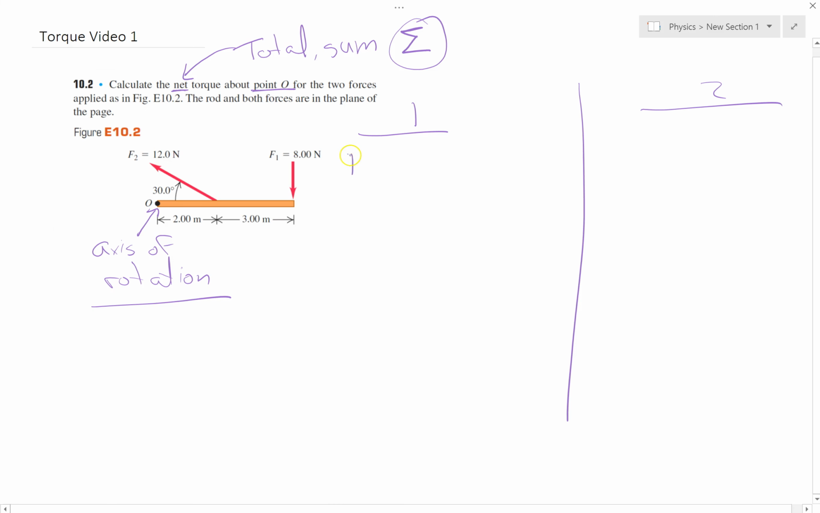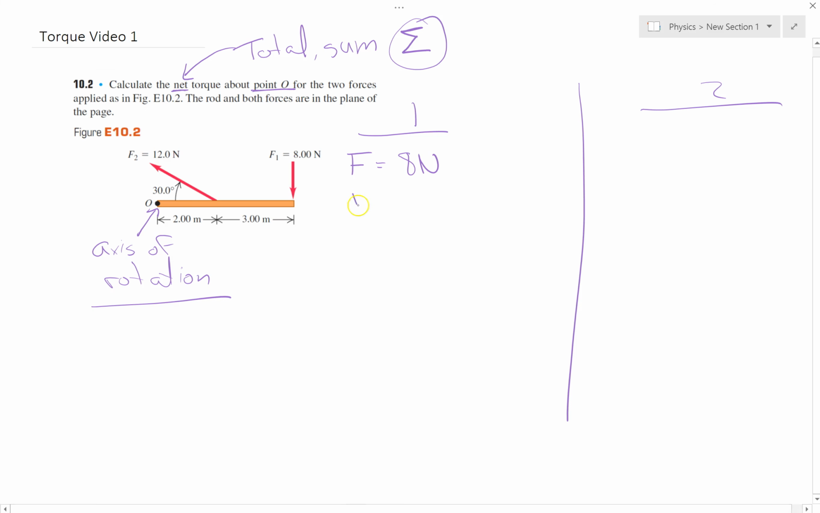We know what the magnitude of the force is. They told us that's 8 newtons. Again, the magnitude of the force. I know that this force is pointing downwards, so the vector should be negative, but when we're looking at the torque, we only want the magnitude, the absolute value of the force.